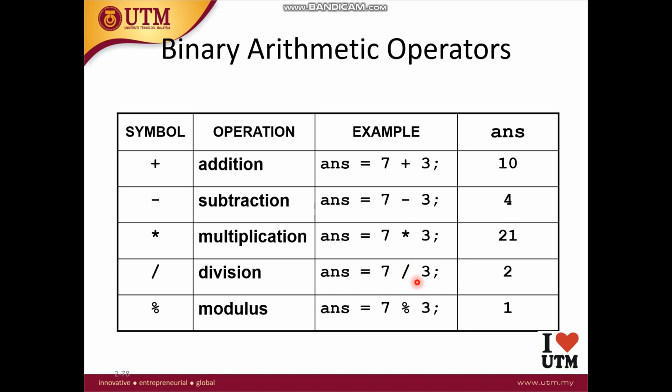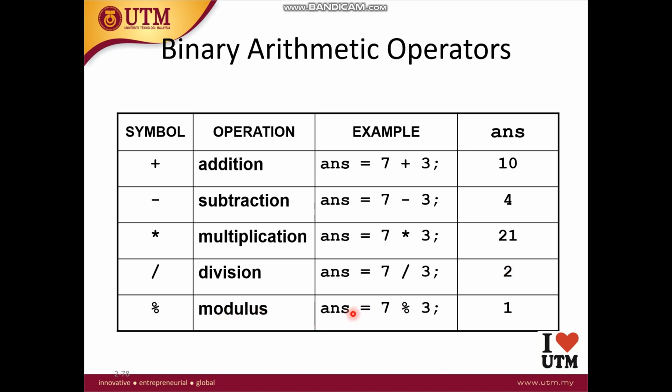7 divided by 3, this value is integer, so this variable is integer. So how many 3's do we have in 7? We've got only 2 3's in 7, so it's not going to be 2.5, it's going to be 2, because integer variables don't accept any fractional part.